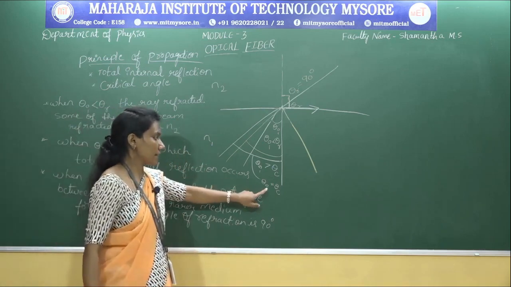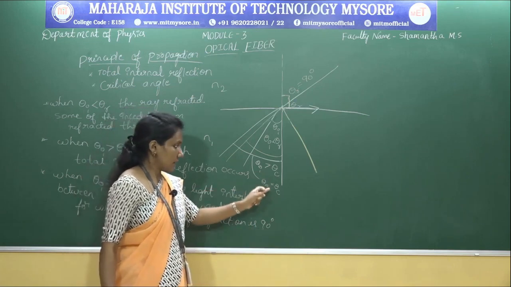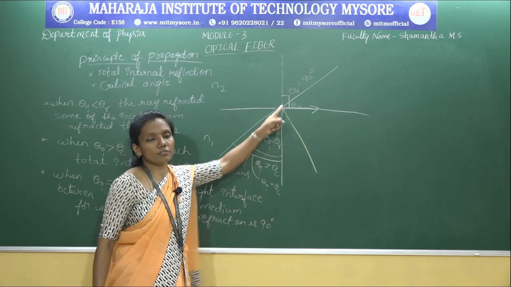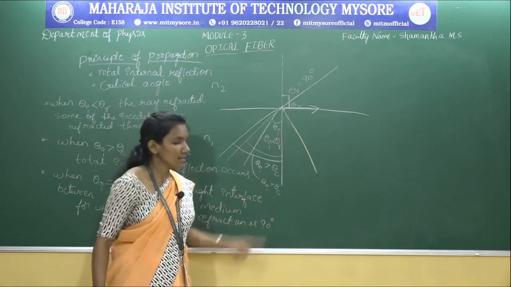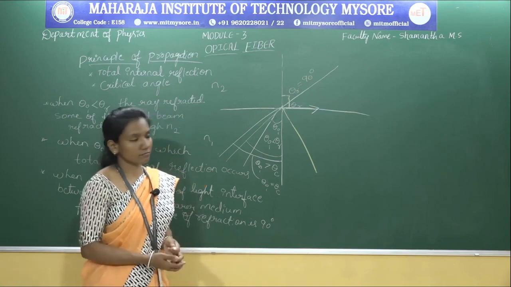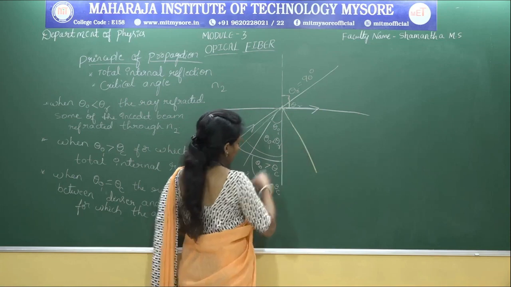So, that is the angle of incidence that is equal to the critical angle. The critical angle is the angle for which the angle of refraction is 90 degrees. So, the angle corresponding to that is called the critical angle. So, the ray of light is reflecting back.